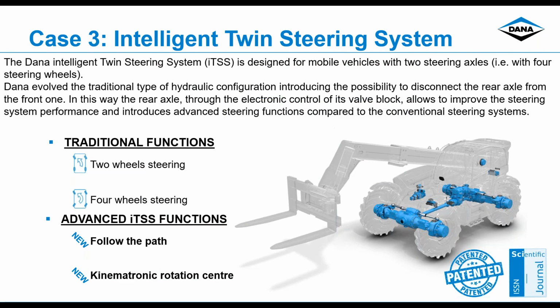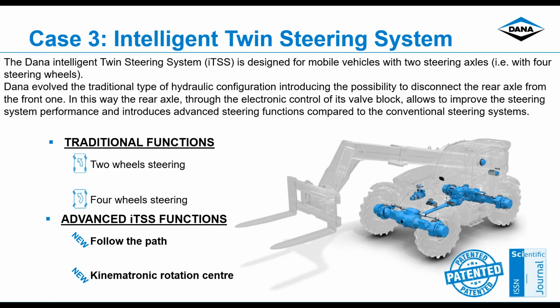that is the intelligent twin steering system. The intelligent Dana twin system is designed for a mobile vehicle with two steering axles, so with four-wheel steering. As you can read, Dana evolved the traditional type of hydraulic configuration, introducing the possibility to disconnect the rear axle from the front one. In this way, the rear axle, through the electronic control of its valve block, allows improving the steering system performance and introducing advanced steering functions compared to the conventional steering system.